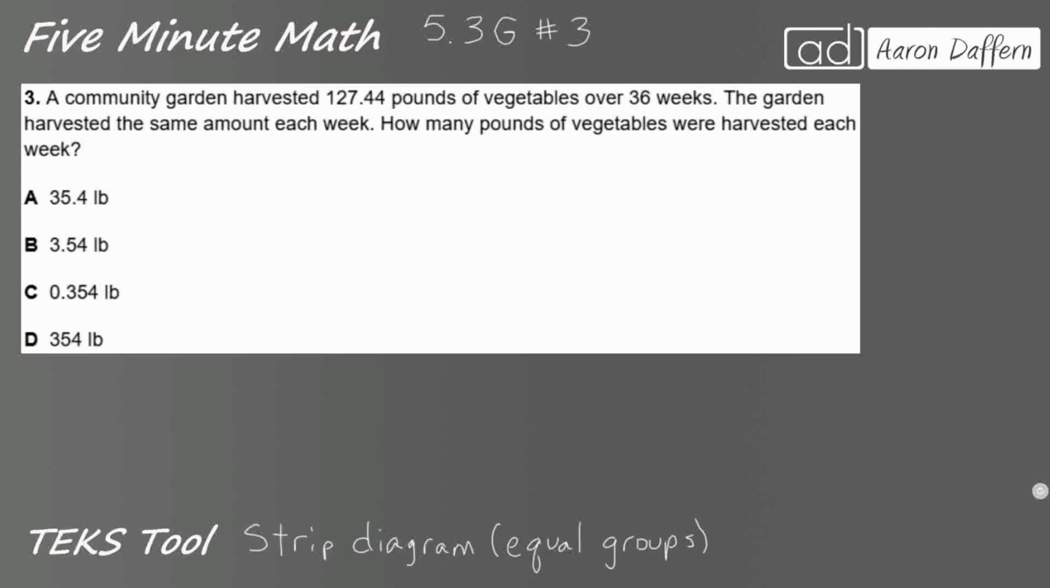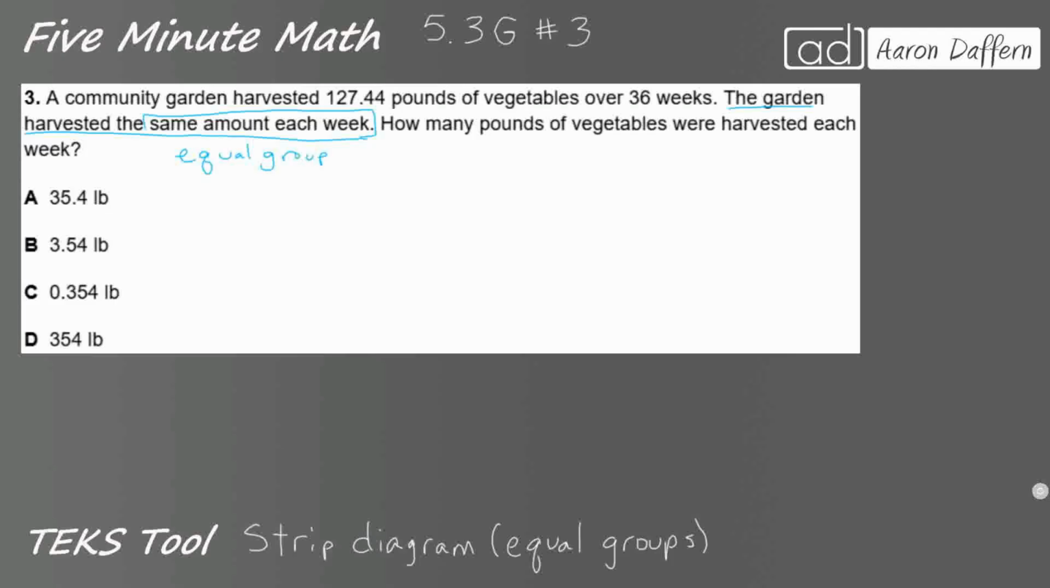So we have a community garden harvesting all kinds of vegetables over 36 weeks. Look at the second statement here. The garden harvested the same amount each week. So when you see something like this, the same amount each week or the same number in each group or divided evenly, that lets us know that we are dealing with an equal groups problem.